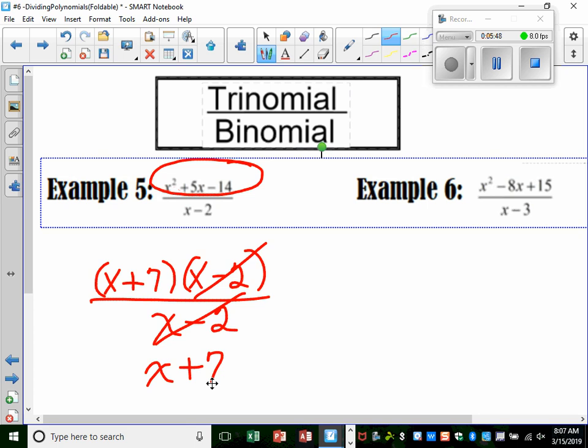That's it. So like I said, if you know how to factor, this lesson is very easy because all you're doing is factoring and crossing out like pairs. Okay, let's look at number 6. Factor the top. So what times what will give you a positive 15, but will add up to a negative 8?